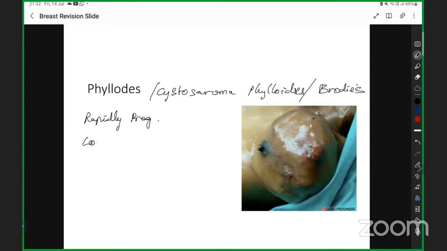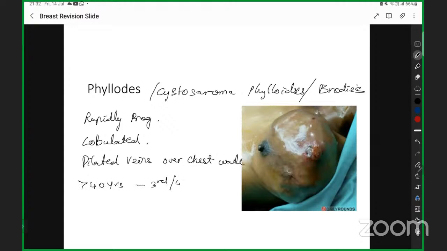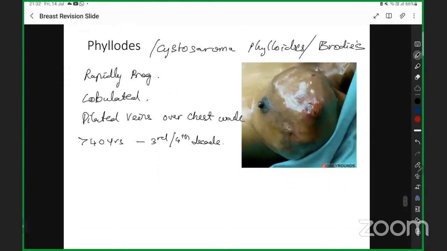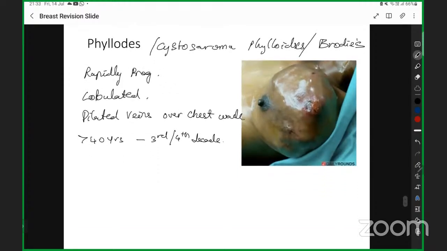You can see a lobulated pattern, and there are going to be dilated veins present over the chest wall. This usually occurs at more than 40 years, usually in the 3rd or 4th decade. Clear? It originates from hormone responsive stromal cells.